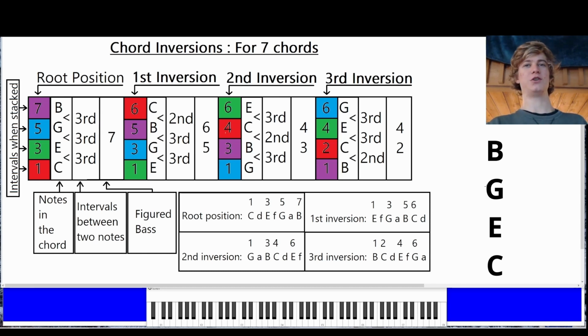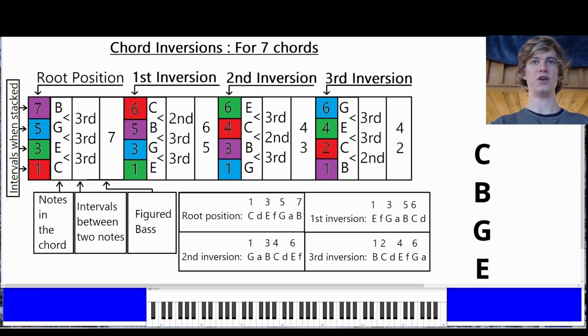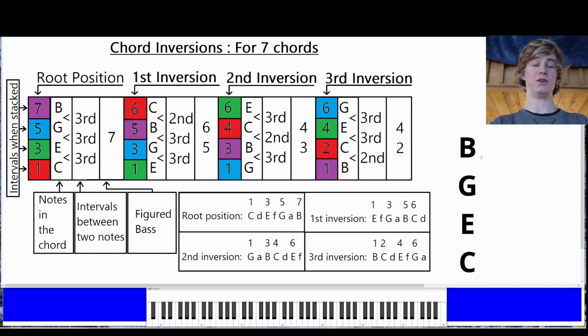So in root position, you have C, E, G, B. And if you want first inversion, all you're going to do is take this C note and put that on top of the chord. Then if you're in root position, you want a second inversion, all you're going to do is take your 1 and your 3, or your first 2 notes of the chord in the same order, and place those on top of the chord.